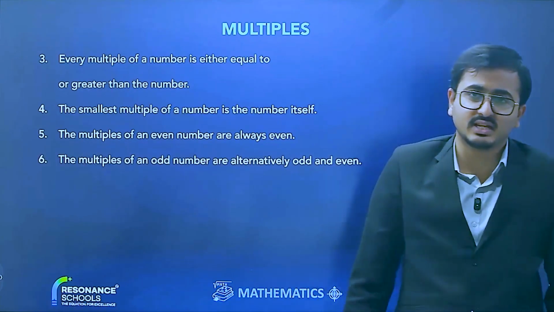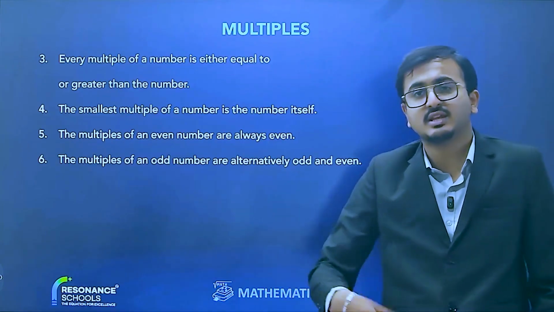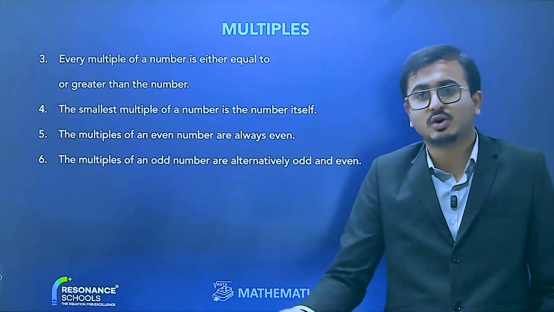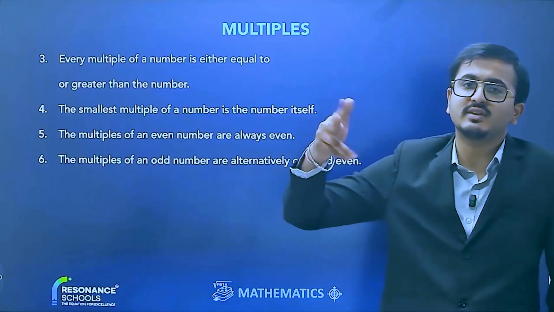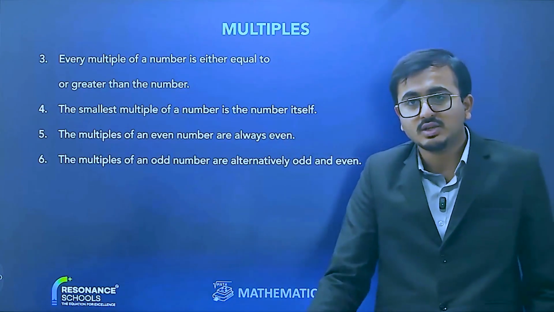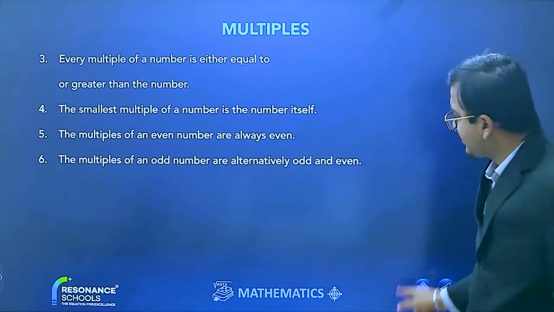You can take the multiples of 3. 3 into 1, 3, odd. 3 into 2, 6, even. 3 into 3, 9, odd. 3 into 4, 12, even. So odd, even, odd, even, it goes on. So if you multiply odd into odd, you will get an odd. Odd into even, you will get an even.